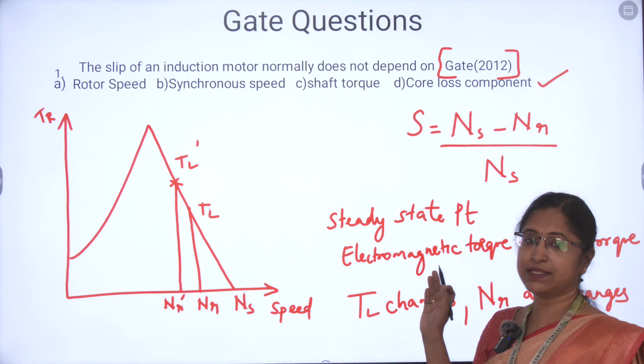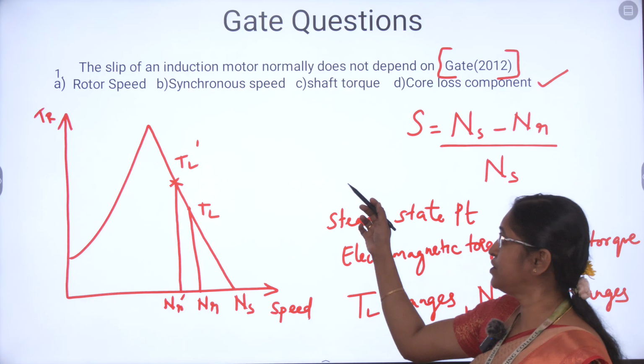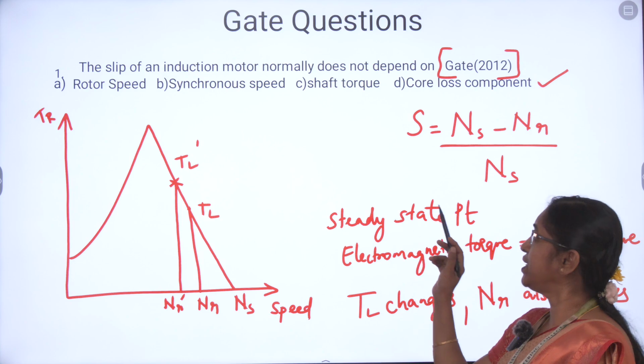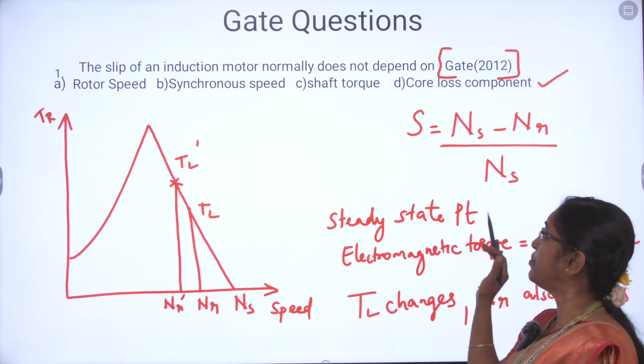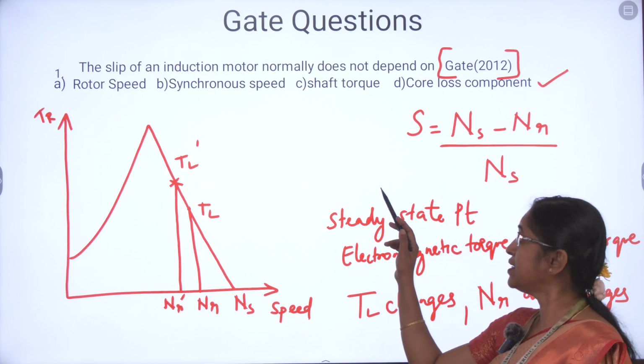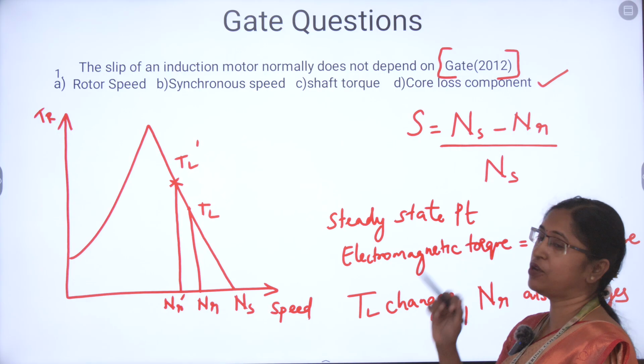So now let us discuss some GATE questions. This is the first question. The slip of an induction motor normally does not depend on: rotor speed, synchronous speed, shaft torque, core loss components.